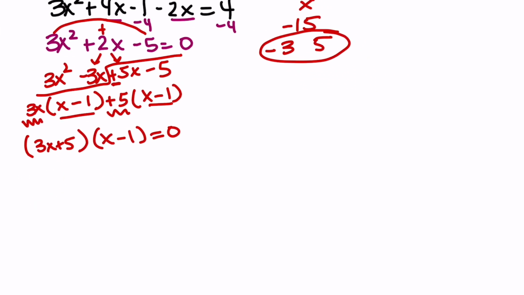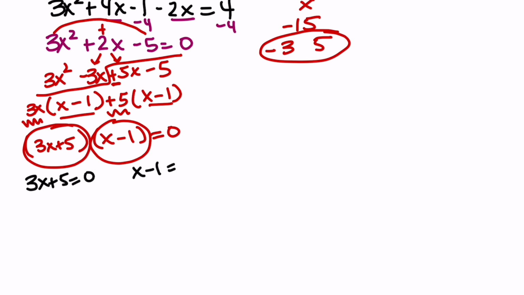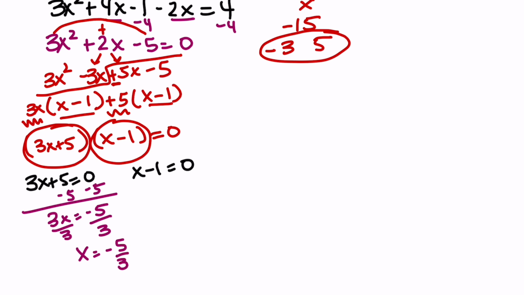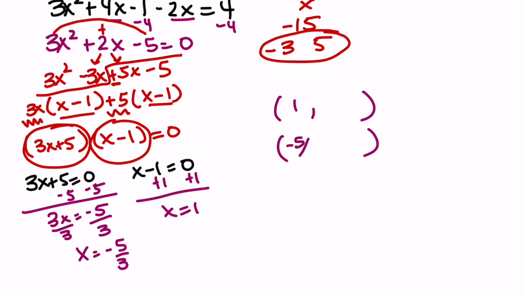Now I have two things multiplying to equal 0, so I use my zero product property, and I'm going to set each piece equal to 0. 3x plus 5 equals 0, and x minus 1 equals 0. On the first one, I'm going to minus 5 from both sides of the equal sign. I get 3x equals negative 5, divide by 3, and x equals negative 5 thirds. On the second one, all I have to do is add 1 to both sides, and x equals 1. So we're going to have 2 points: one of the x's is 1, and one of the x's is negative 5 thirds.